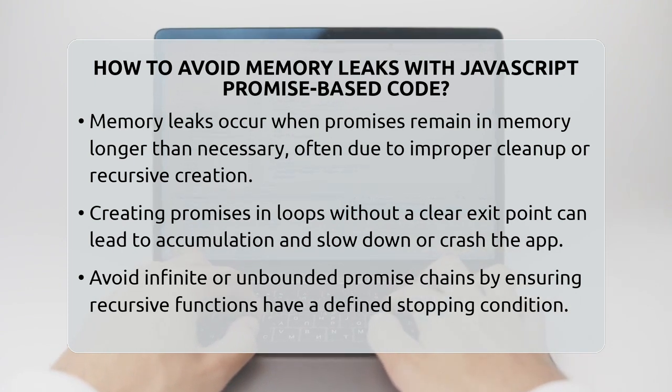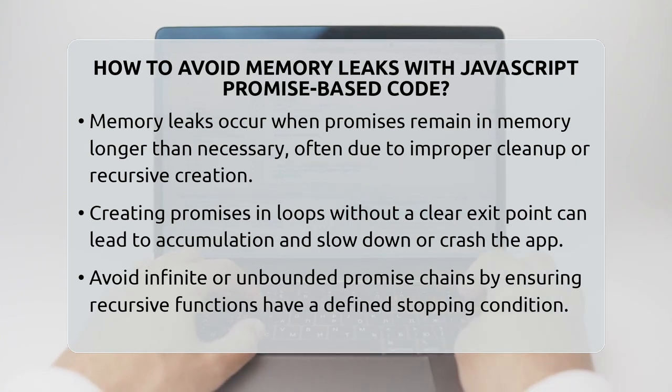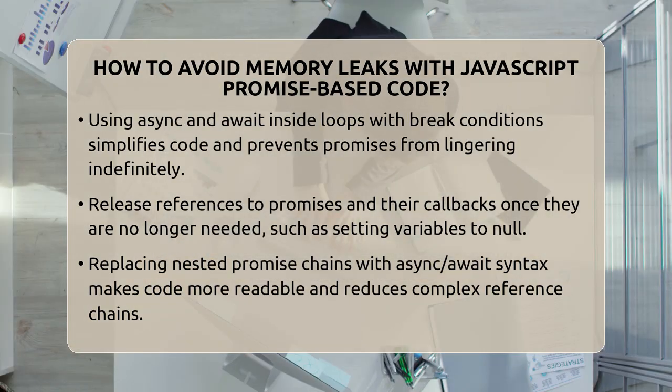One key tip is to avoid infinite or unbounded promise chains. If you have a recursive function that returns a promise, make sure it has a clear stopping point. Using async and await inside loops with break conditions makes this easier. It keeps your code cleaner and prevents promises from lingering forever.